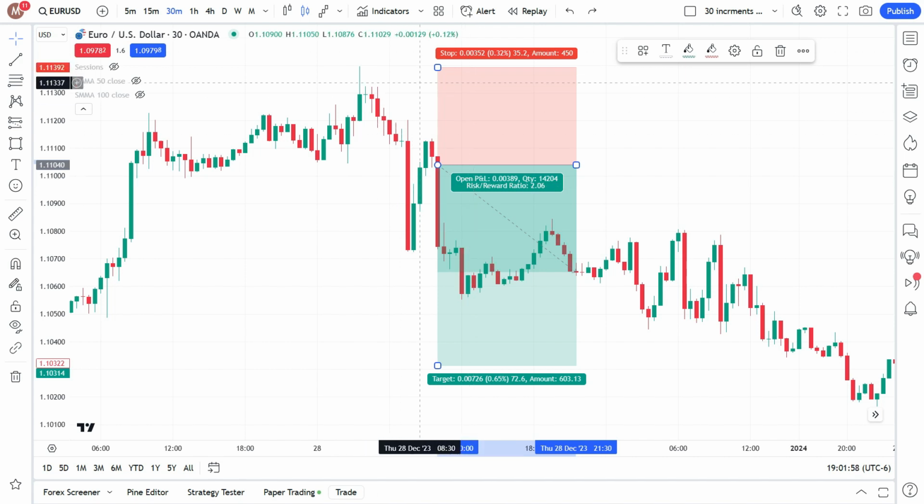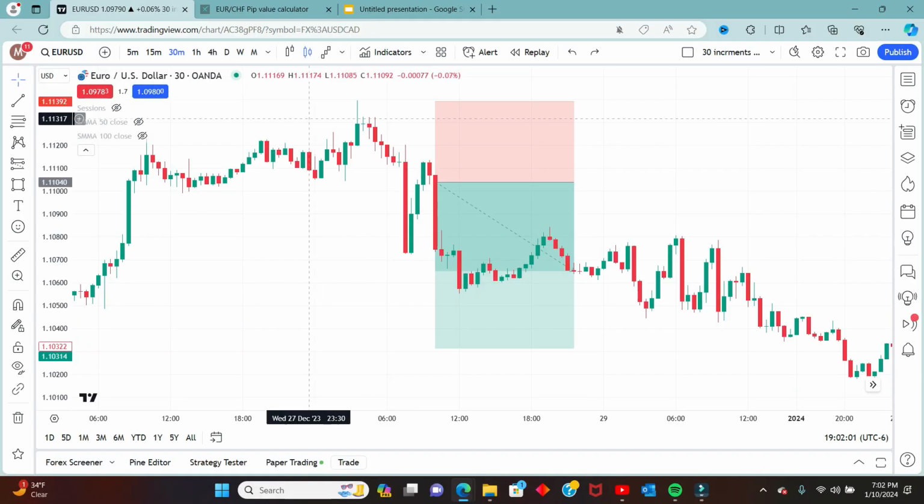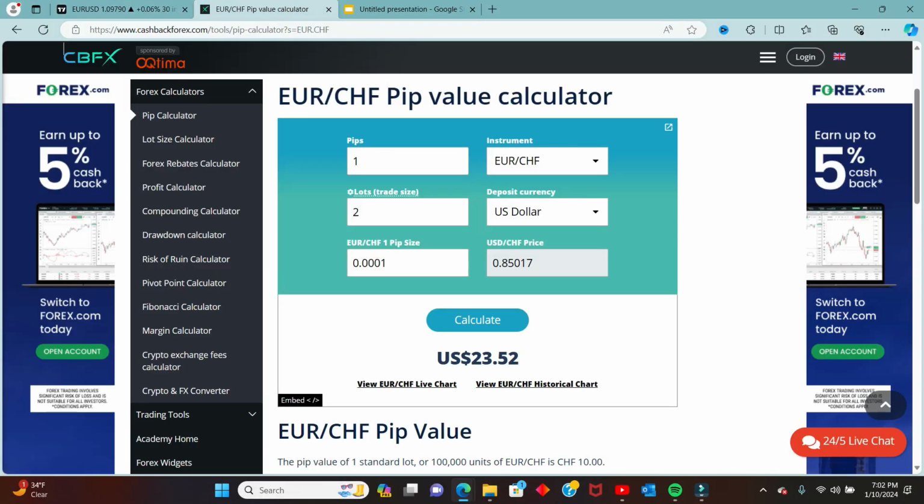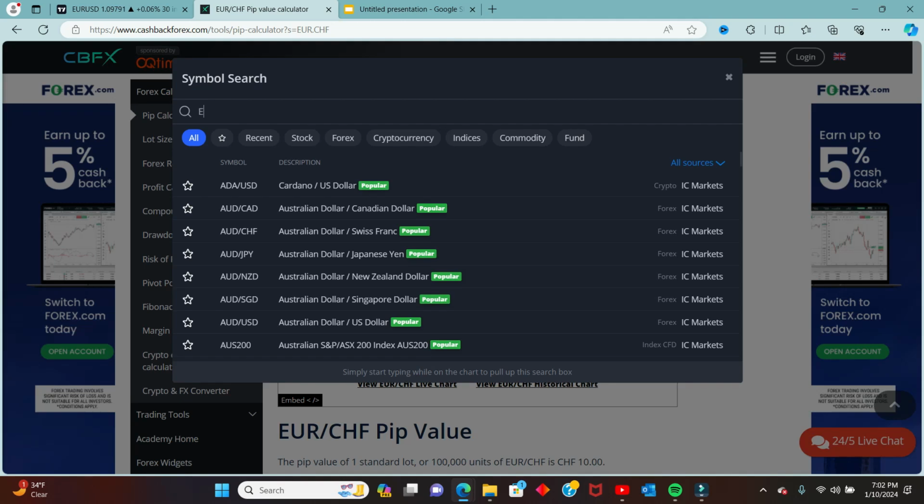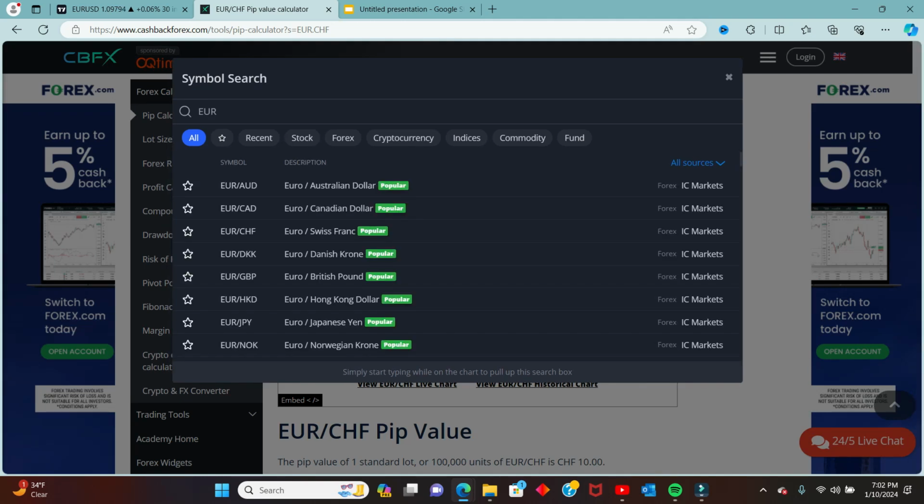But anyway, the site you're going to use to calculate your pips is cashbackforex.com. Cashbackforex.com lets you calculate pips, and you want to use the pip value calculator. We have our lot size, which is on MT4. If you're not familiar with MT4, that's a whole other thing, we'll get into that later. Just focus on the pip and lot size category and the instrument. The instrument we're on is EUR/USD. This is EUR/CHF, so we need to search for EUR/USD.